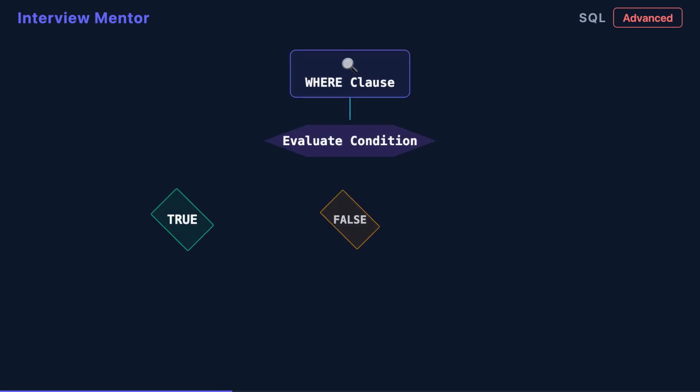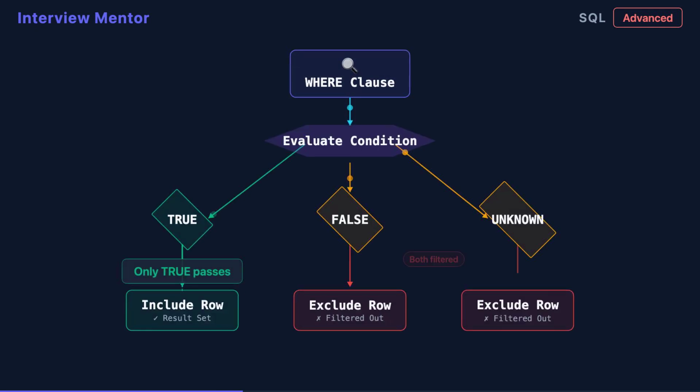Here's where it gets tricky. A WHERE clause only includes rows where the condition evaluates to true. If the condition evaluates to false, the row is excluded. That makes sense. But if the condition evaluates to unknown, that row is also excluded. So your WHERE clause has a hidden filter. It silently drops any row that produces unknown, which happens whenever you compare against null.